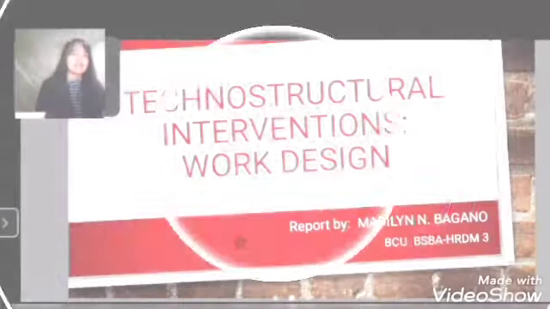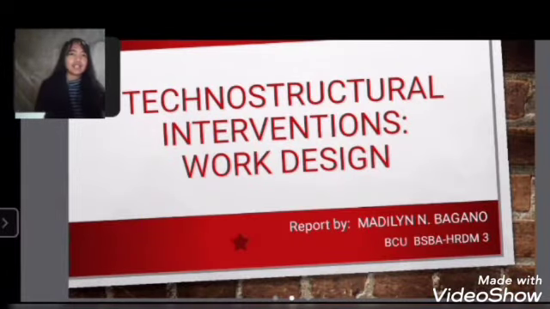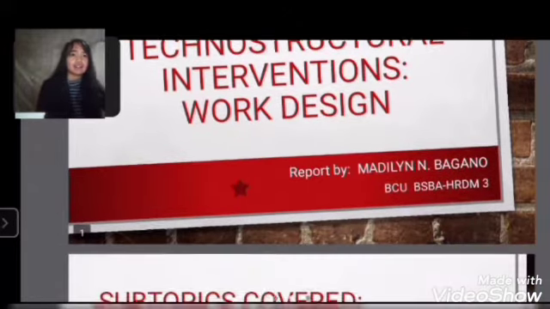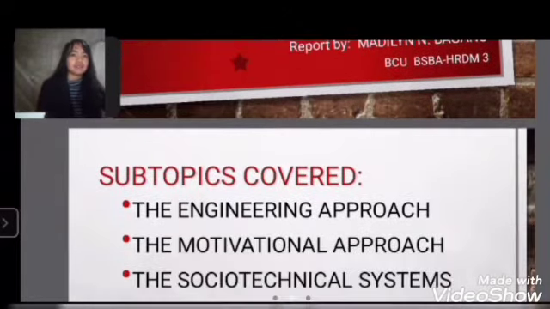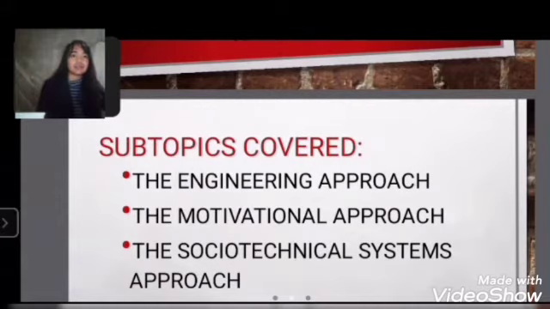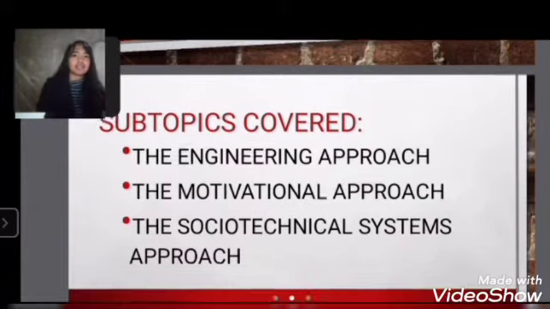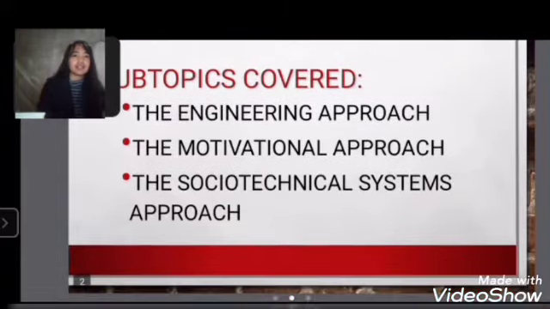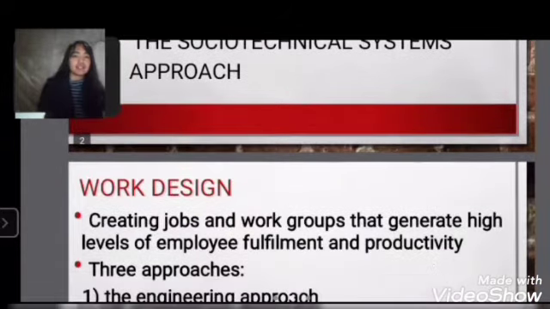Let me just share my screen. Now, the topics that we are going to discuss under technostructural interventions on work design are the following. One, we have the engineering approach. Second is the motivational approach. And last but not the least, the socio-technical systems approach. But before we proceed to that, let us first define what is meant by work design.